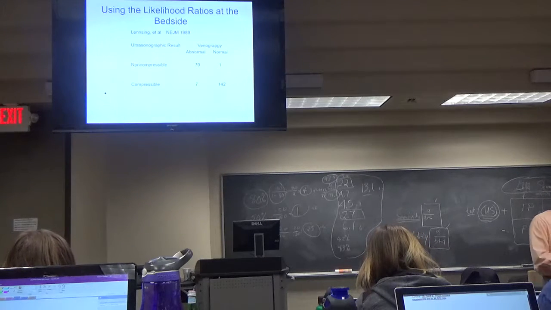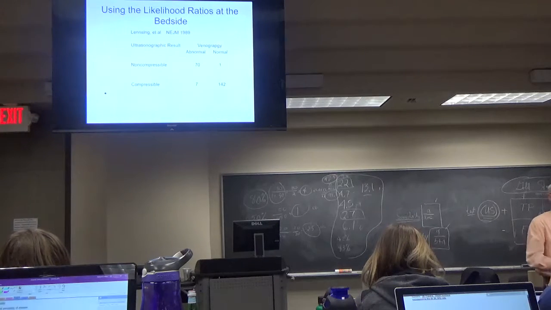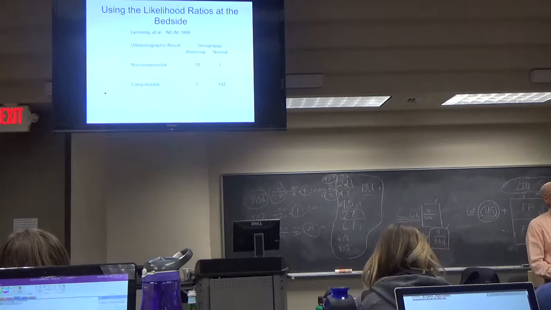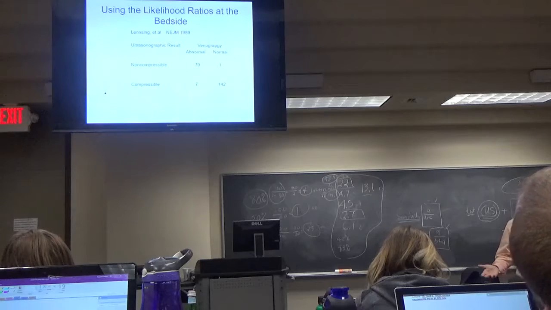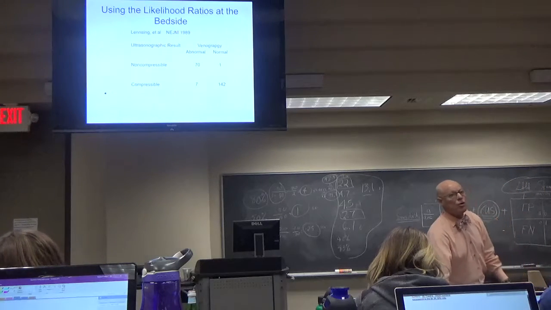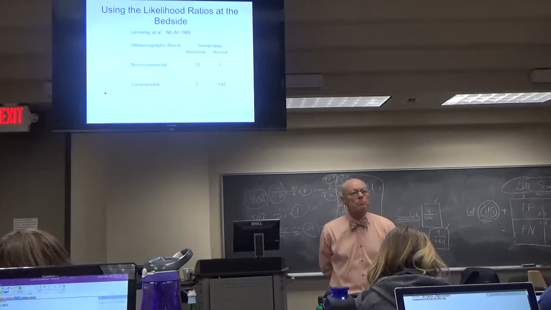Probably is. I was at a coin toss. I did an ultrasound and I compressed all the vessels. It was negative. There's only a 9% chance now that they have deep vein thrombosis. What am I going to do with that result?